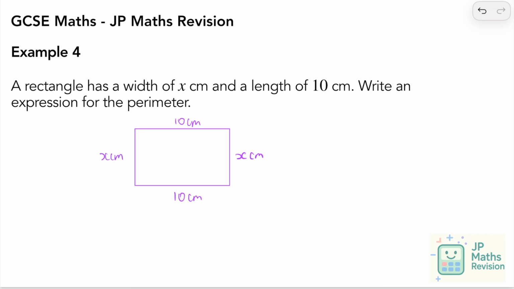To work out the perimeter of a rectangle, I simply add up all the sides. So I do 10 plus x plus 10 plus x. I'm going to call that perimeter. So 10 plus 10 is 20 and x plus x is 2x. So the perimeter is 20 plus 2x.